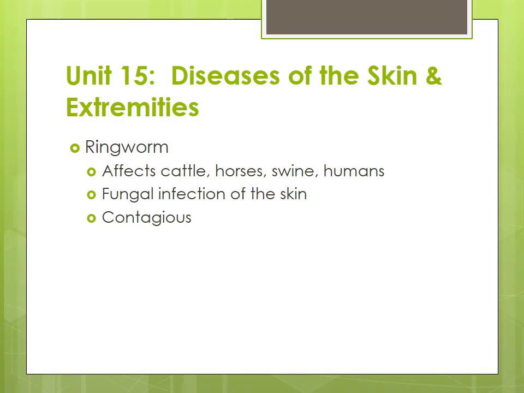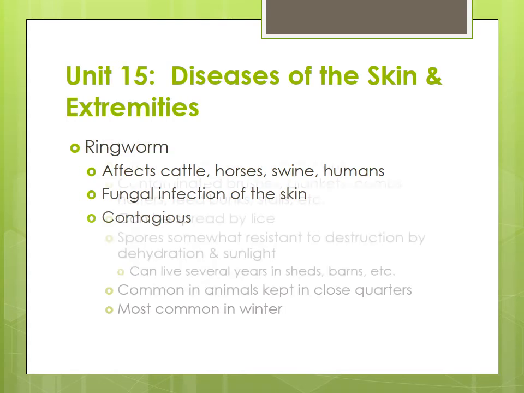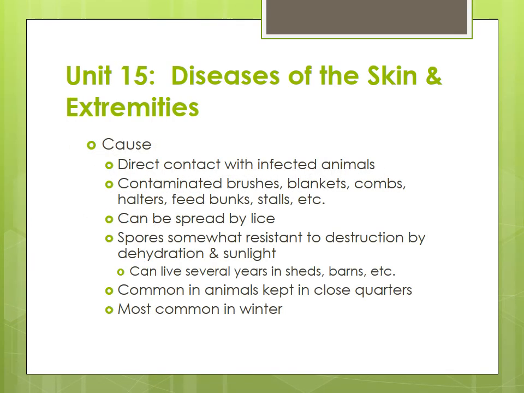The next disease that I'm sure many of you are aware of is ringworm, which affects everything, and it's a zoonotic disease. So if you have ringworm out in your barn with your cattle or horses, they can transmit it right to you, because it's a fungal infection on the skin, and it can go right through all of your barn to all of your animals. The cause we know is direct contact with infected animals, contaminated brushes, blankets, gates, bunks, and stalls. It can be spread by lice. So there are a number of different ways that this occurs.